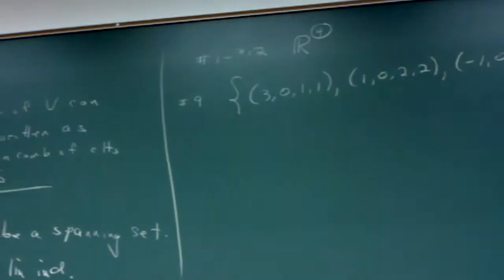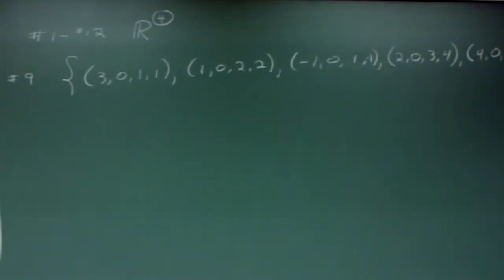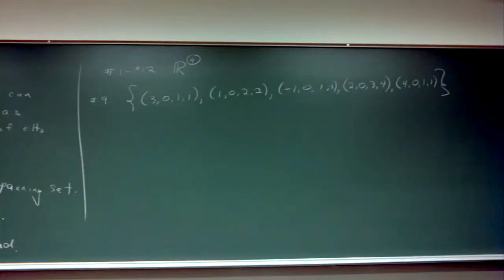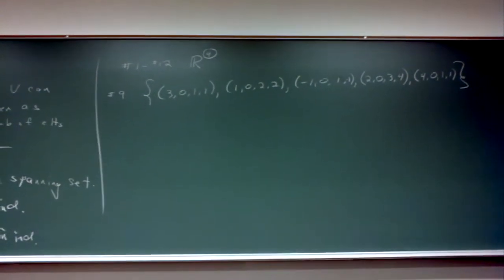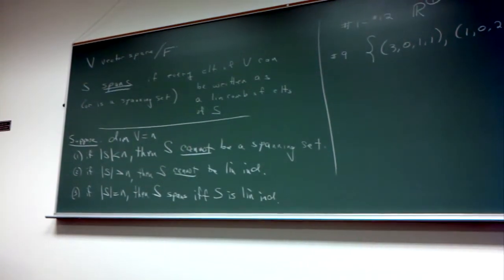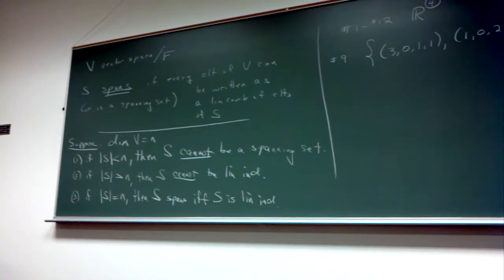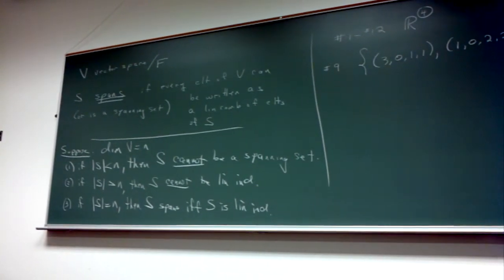Okay, so inside this four-dimensional vector space, we've got 5 elements. If the set has 5 elements, the number of elements is more than the dimension, so it can't be linearly independent. So the linear independence question we get for free. The spanning question, we have to do some work.